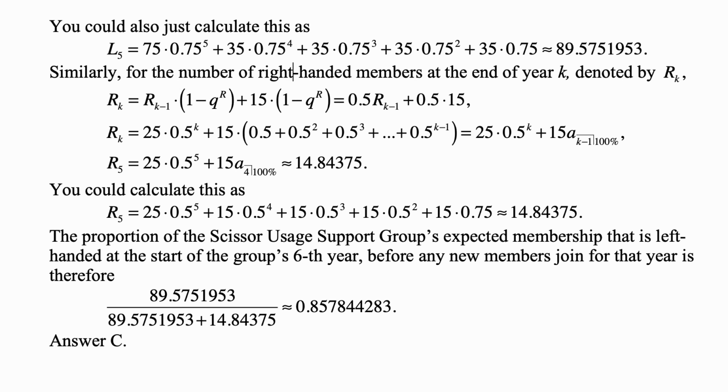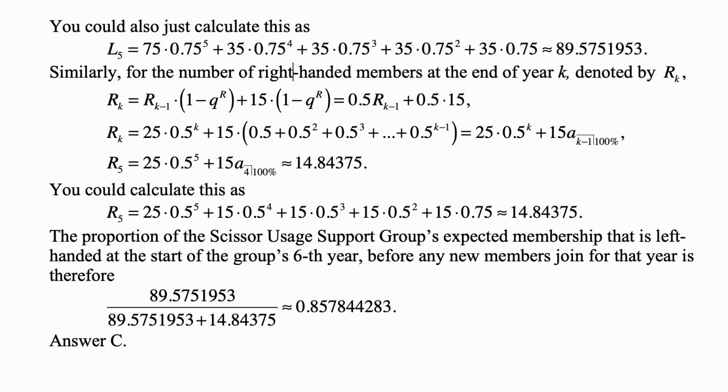And that's approximately 14.84375. Or you can just calculate this as 25 times 0.5 to the fifth, plus 15 times 0.5 to the fourth, plus 15 times 0.5 cubed, plus 15 times 0.5 squared, plus 15 times 0.5, and that's approximately 14.84375.